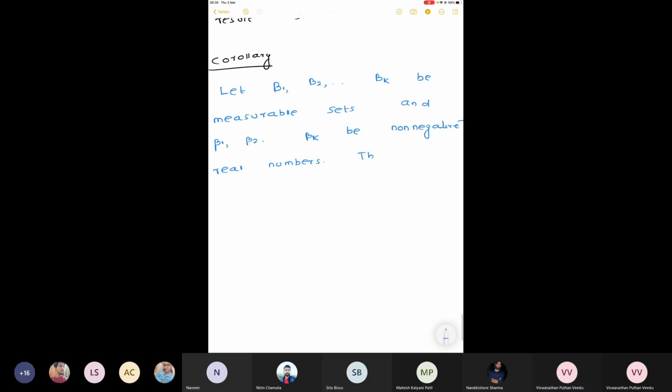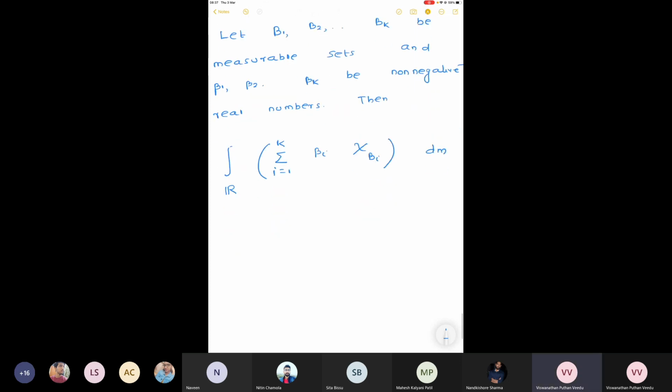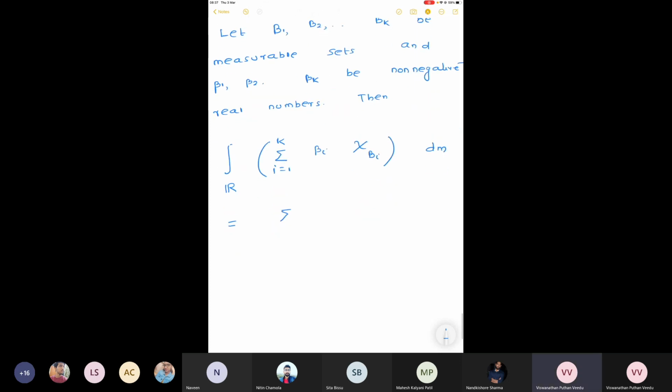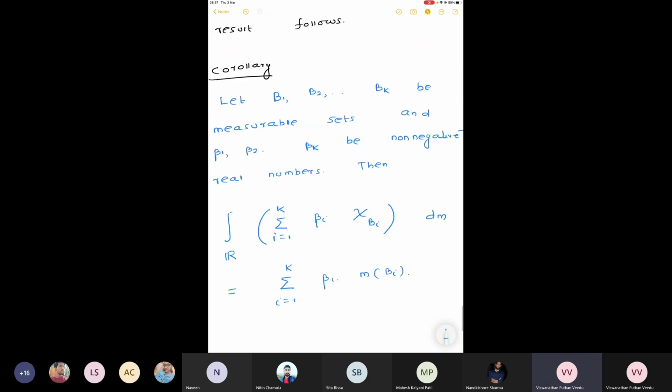Then the integral over R of the summation i equal to 1 to k of beta i chi B_i dm is equal to the summation i equal to 1 to k of beta i times the measure of B_i. So this is the corollary.